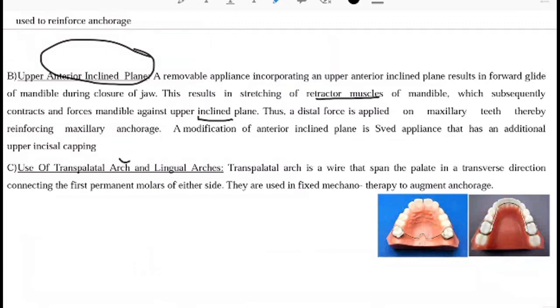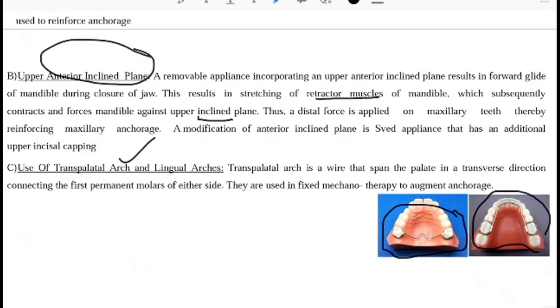Okay, then use of transpalatal arch. I hope you know what a transpalatal arch is. So this is a transpalatal arch. Then you can use the lingual arch. This is a lingual arch. Okay, these are all used in fixed mechanotherapies only. For what? To augment the anchorage.